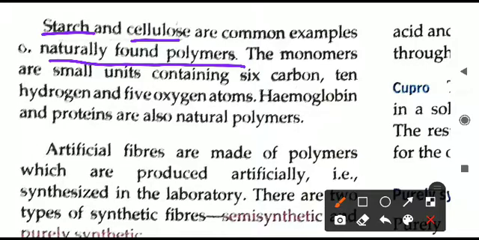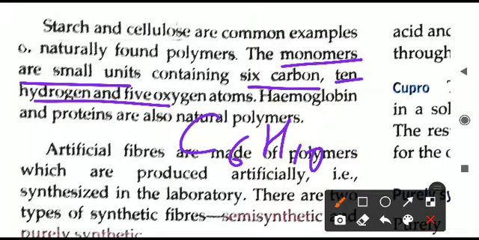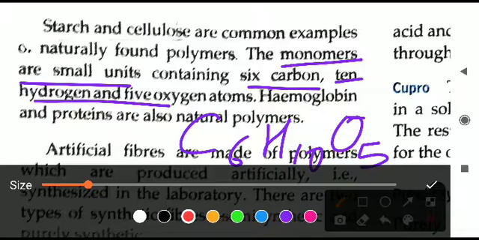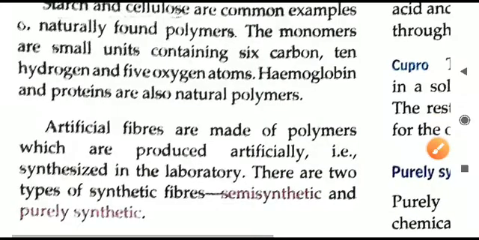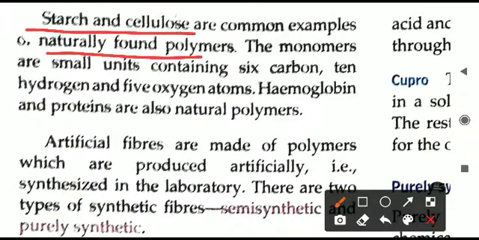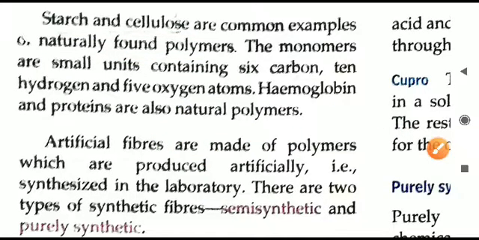These are the natural polymers only, and the monomers that are present are small units which contain 6 carbon, 10 hydrogen and 5 oxygen atoms. We write it like this: C6H10O5. That is the chemical formula for starch and cellulose. So please do underline this in your book. If it is asked, name the natural polymers, you can answer starch and cellulose, and their formula is C6H10O5. 6 carbons, 10 hydrogen and 5 oxygen atoms are there.